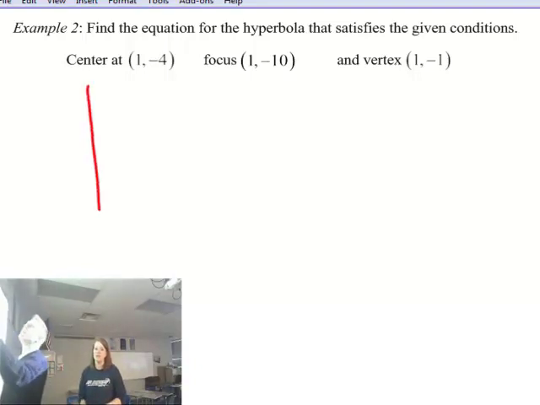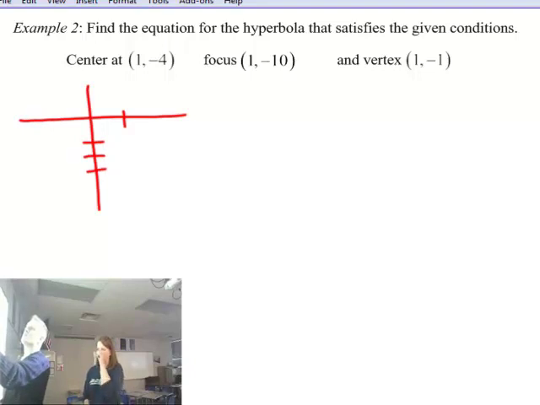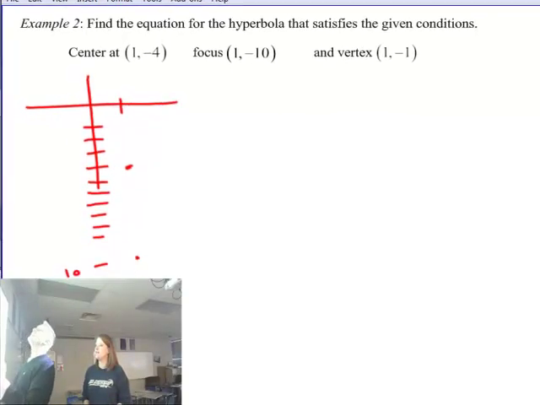Let's make a little sketch because we have to figure out if this is horizontal or vertical. And again, a complete sketch. I don't even care if there's a scale on there. So we've got a 1, -4. Then we're going to 1, -10. Just go down some and draw an F. It's a sketch. So we got a focus there at the bottom.